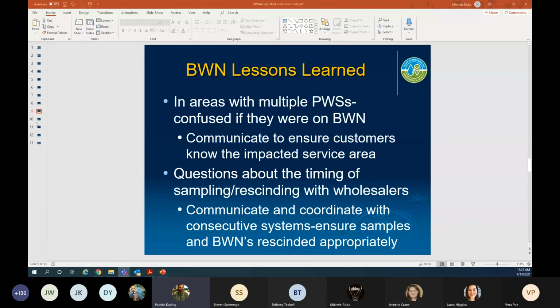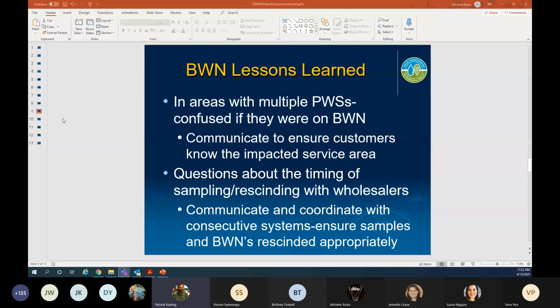Another question that came up was regarding consecutive systems and when they should be taking their samples and resending the notices. The big thing with that is it's important to communicate and coordinate with the system that you're getting the water from. You don't want to resend your notice before your provider resends theirs, because that will lead to a lot of confusion. If your provider is still on boil water notice, that means they have not taken the samples yet and gotten those samples back. So it's important to coordinate with the system you get your water from, so you can get that timing straight, so that you're not resending before they do, but you're also not waiting extended periods of time to resend your notice.